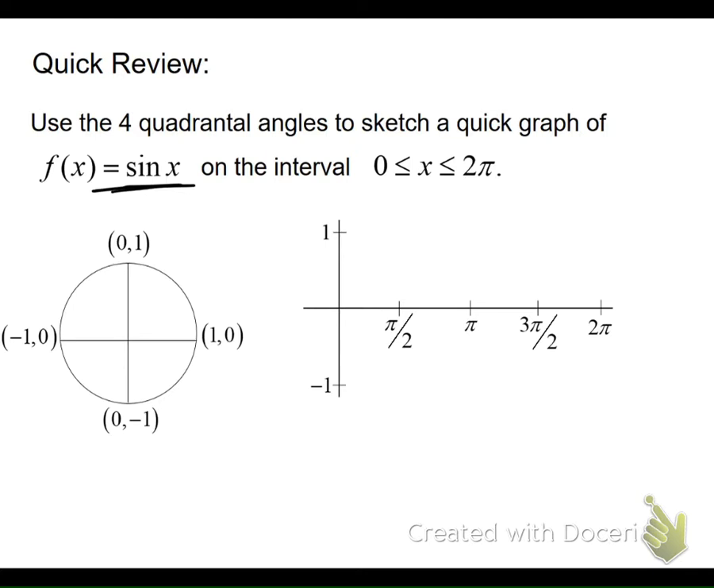Well, for starters, let's graph sine x using our unit circle. At 0, remember this is cosine and sine. So at 0, we start at 0. At pi over 2, the sine is 1. At pi, the sine is 0. At 3 pi over 2, we're down to negative 1. And then back to 0 at 2 pi, we're back to 0. Wish me luck connecting these.